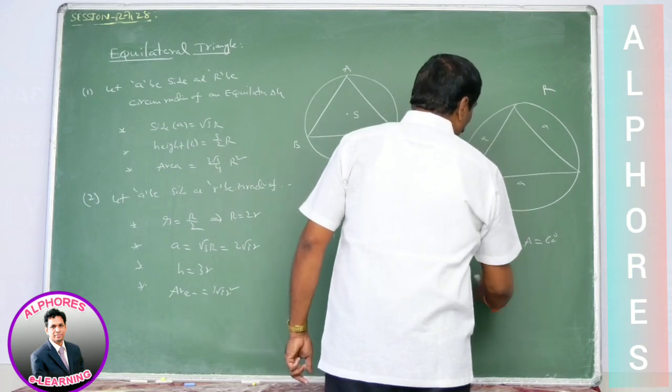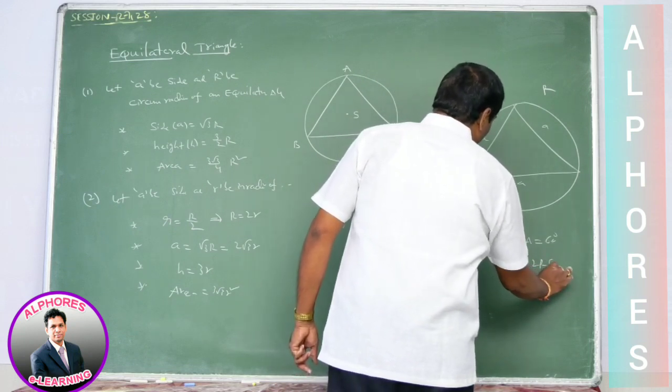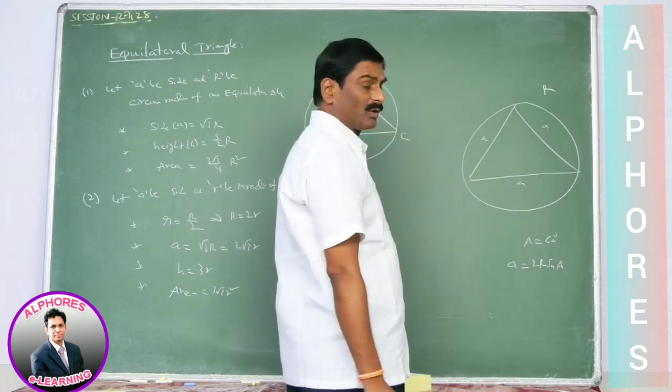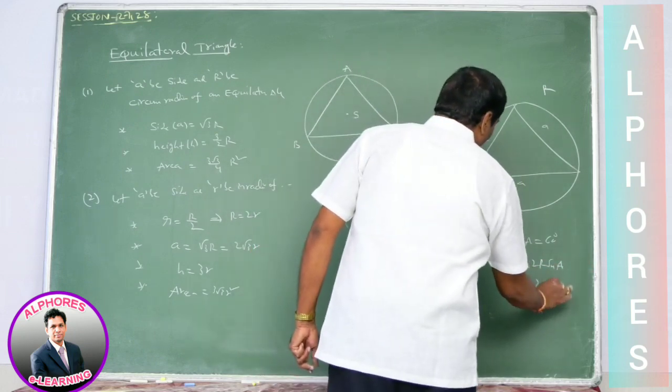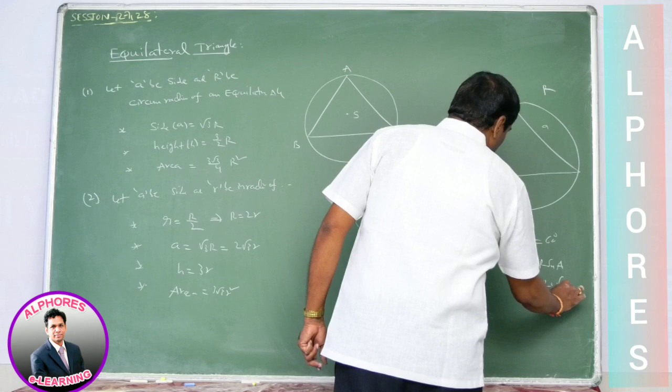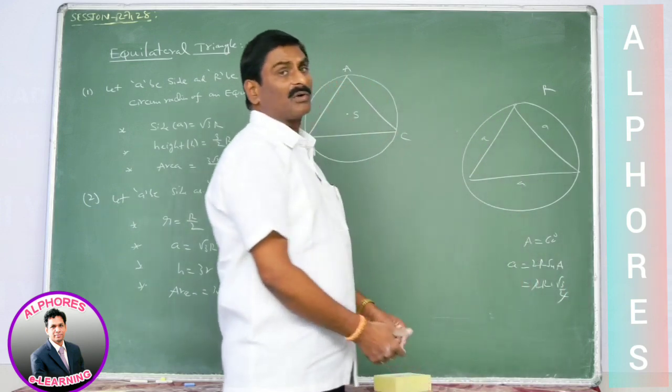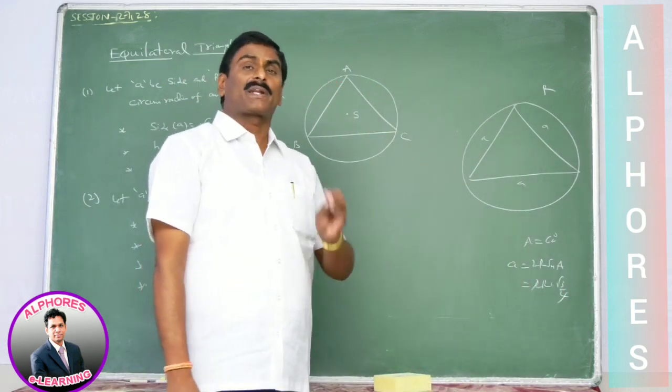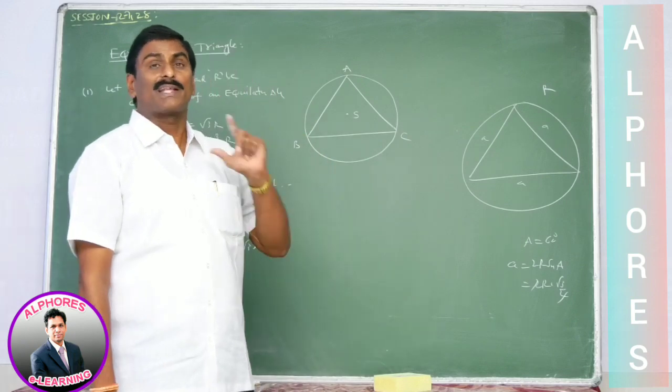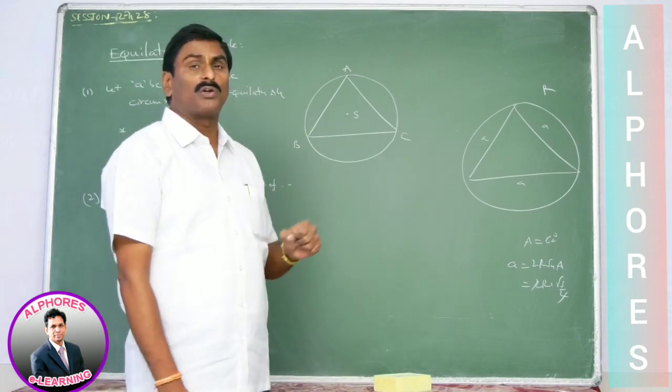By using the sine rule, A is equal to 2R sine A. That means 2R into sine A, where angle A is equal to 60 degrees. Sine 60 is equal to root 3 by 2. That means side A is equal to root 3 R. If the circumradius of the triangle is given, then what is the side of the equilateral triangle? A is equal to root 3 R.